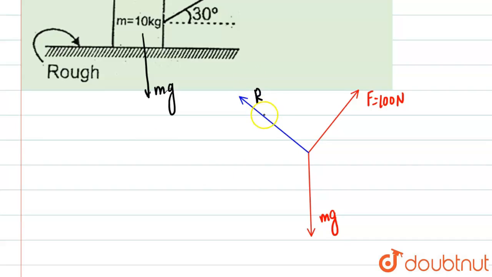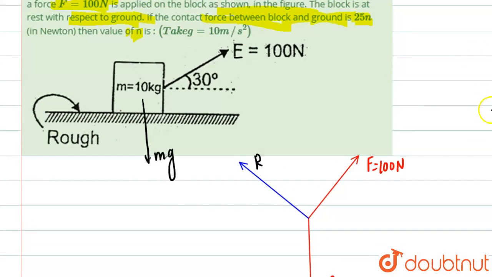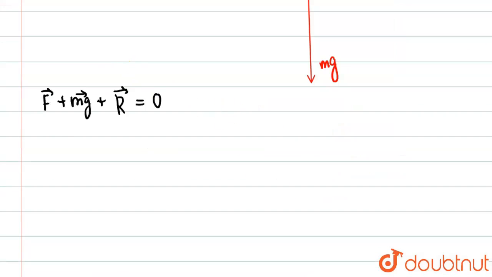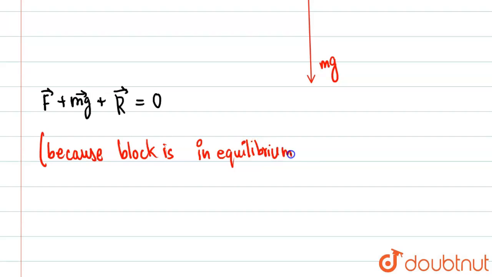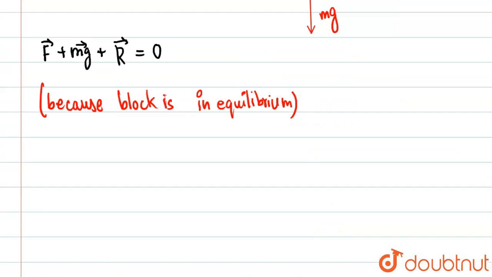So what will the resultant force be? It is given that F vector plus mg vector plus resultant vector must be equal to 0. Why? Because the block is in equilibrium. The block doesn't move because it is in equilibrium. R is the resultant force due to the contacts. These are the contact forces, which means the sum of all contact forces, friction as well as normal force.